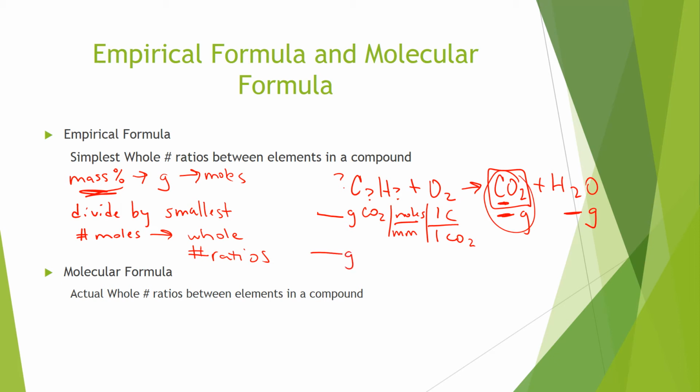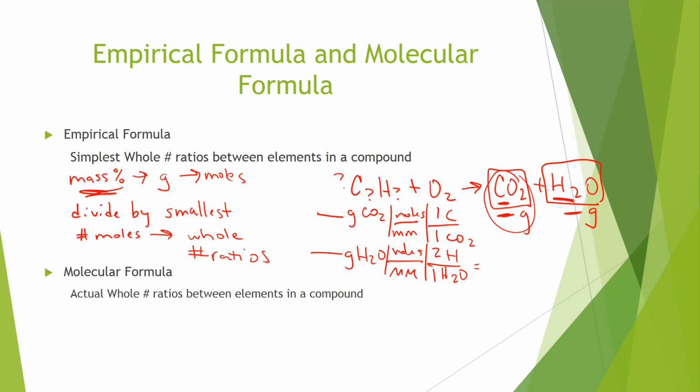Then if you have water, you would do the same process: divide by molar mass of water, moles, and in this case 1 mole of water contains 2 hydrogens. So then that would give you the moles of hydrogens that you would have. After that, you would divide by the smallest number of moles, then that would give you your whole number ratios. So that's how you do empirical formula.